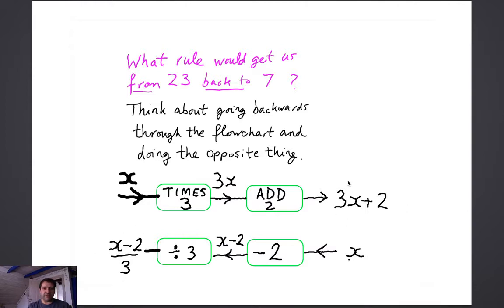So if the original rule is 3x plus 2, then the rule that would work backwards is x minus 2 over 3. That would get us from the 23 back to the 7 we started with. And we can check that works because 23 minus 2 is 21, and 21 divided by 3 is 7. So that's a rule that gets us from the 23 back to the 7. So it's a reverse rule. It's a rule that does the opposite of 3x plus 2, and in fact we call that an inverse function.